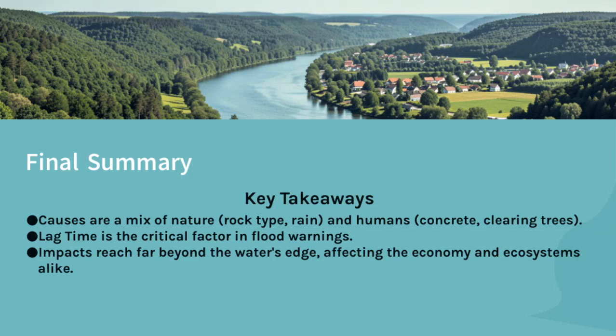Let's finish by summarizing the key points from today's lesson. Flooding happens when the amount of water entering a river is greater than the river channel's capacity. The causes of flooding can be divided into physical causes and human causes. Physical causes include intense rainfall, prolonged rainfall, impermeable geology, steep relief, and saturated ground. Human causes include urbanization, impermeable surfaces, drainage systems, deforestation, and building on floodplains.